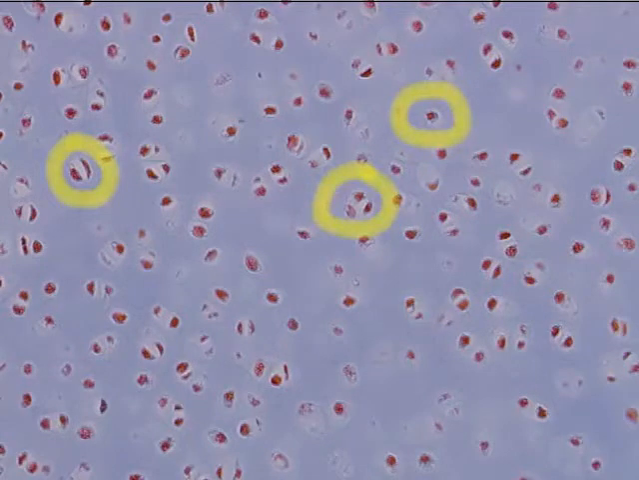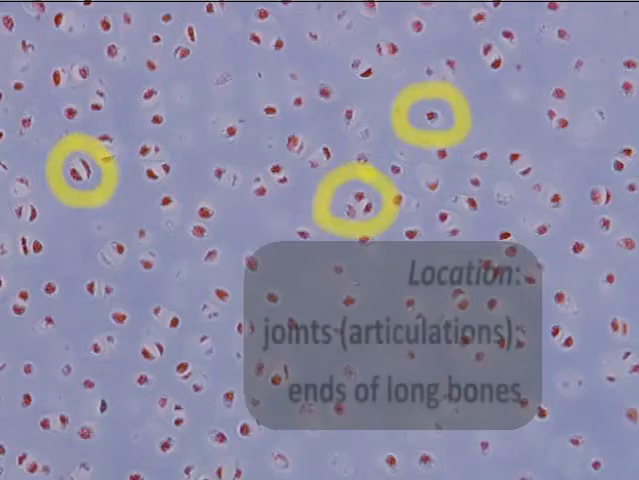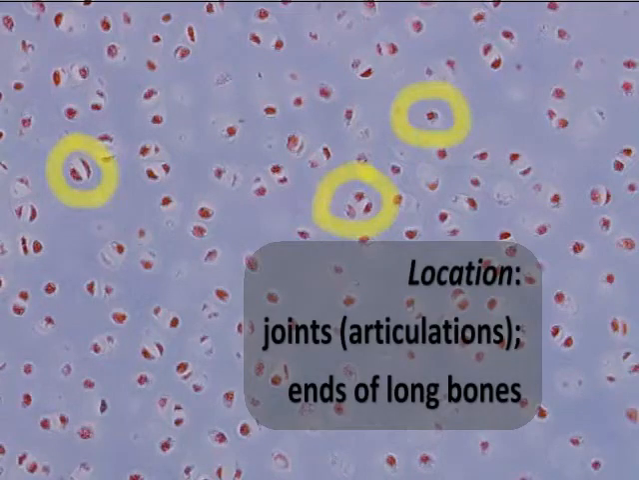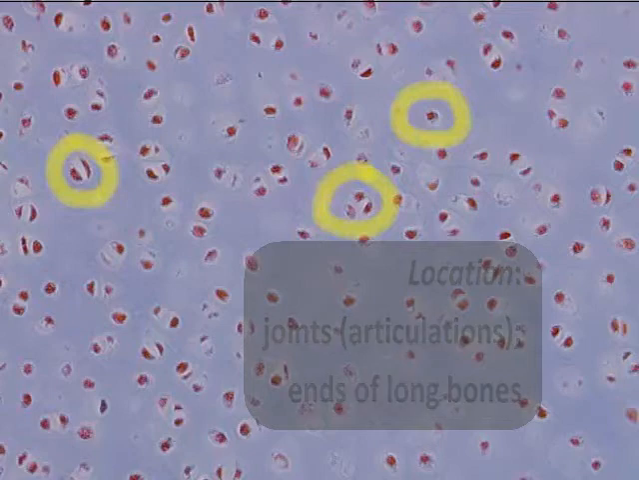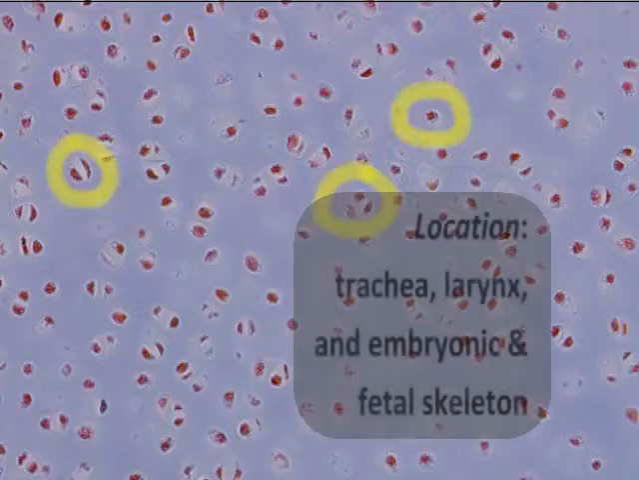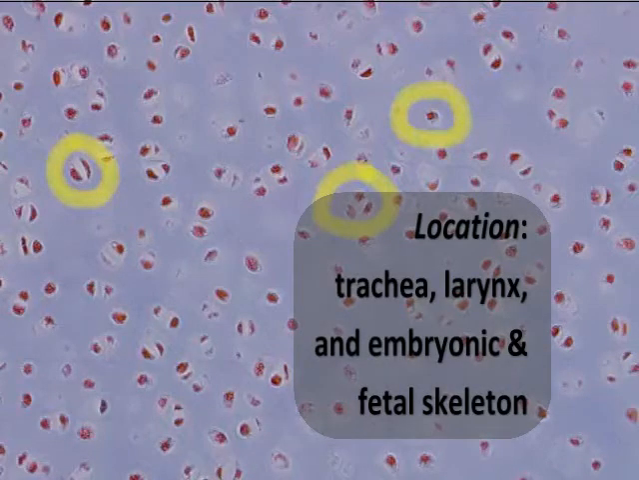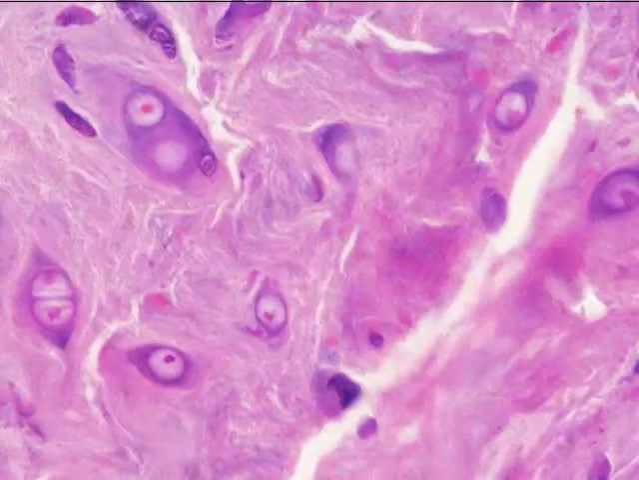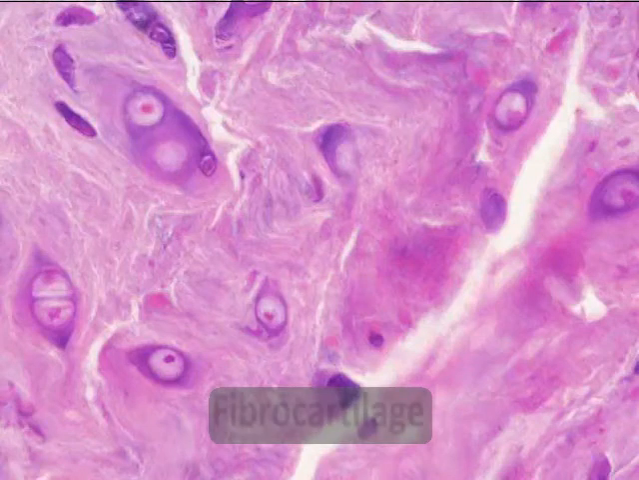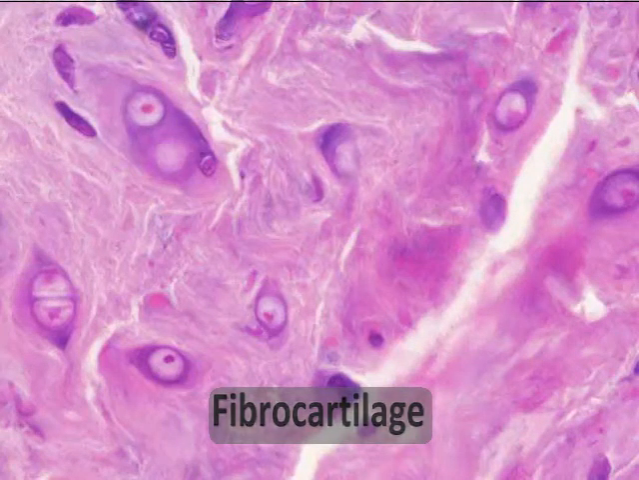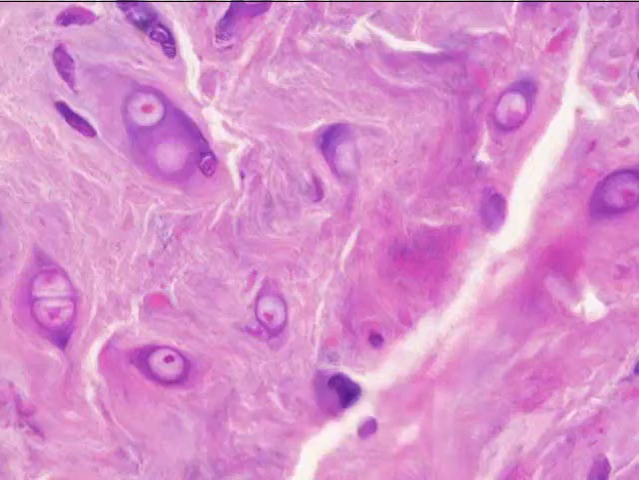And we find hyaline cartilage as the major joint cartilage on the ends of the long bones, as well as around the trachea and the larynx, the voice box, in addition to the embryonic and fetal skeletons. This cartilage is fibrocartilage, and this is one of the extremes. If hyaline is kind of the middle of the road, average cartilage, this is one of the extremes.